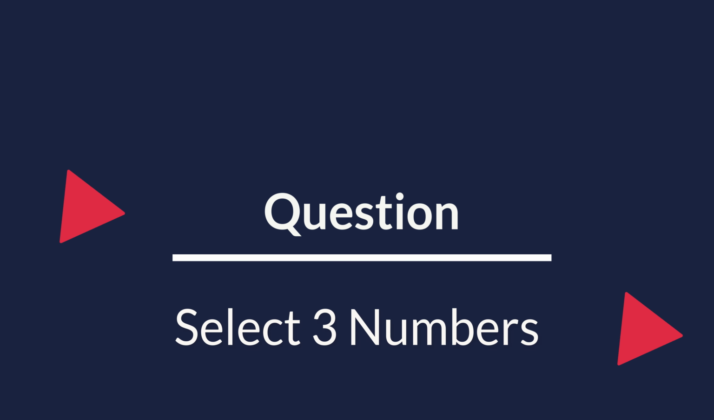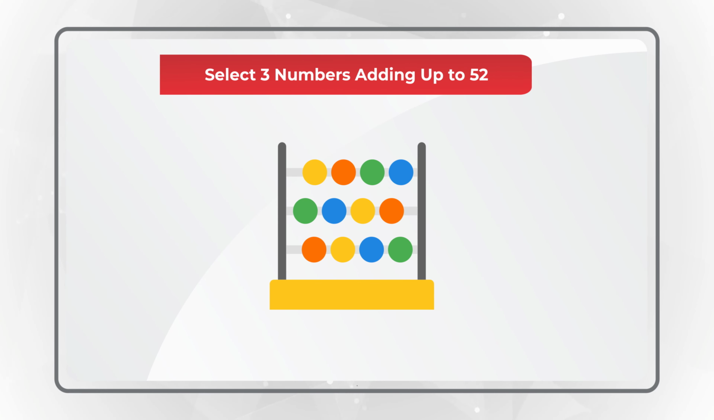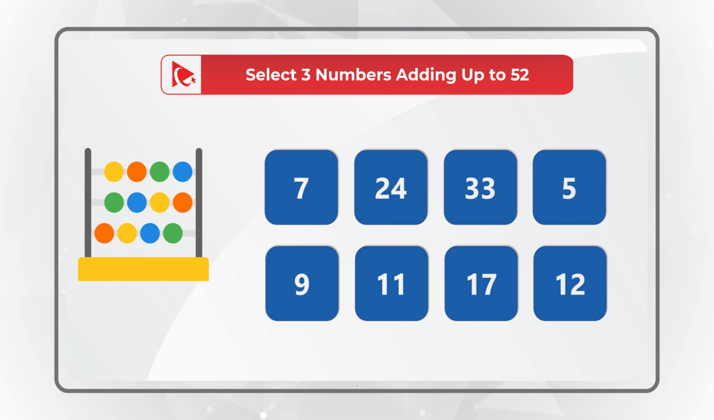You need to select 3 numbers, which add up to 52, and there are 8 choices to select 3 numbers. You have numbers 7, 24, 33, 5, 9, 11, 17, and number 12 presented for selection.